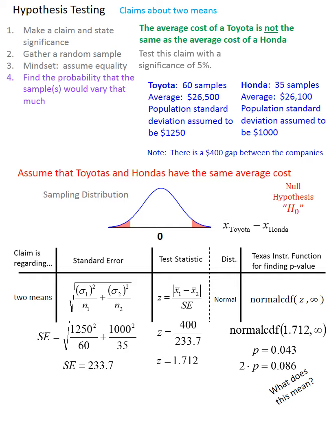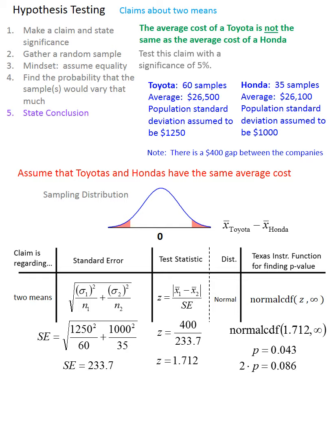By the way, if that logic gets lost on you, simply ask yourself this question. Is this claim favoring one side or the other? And in the case where we're saying that the Toyota average and the Honda average are not the same, which is this claim, there's no leaning to one side or the other. We're not saying one is higher than the other or lower than the other. And therefore that makes it a two-sided claim, and we have to double our probability here.